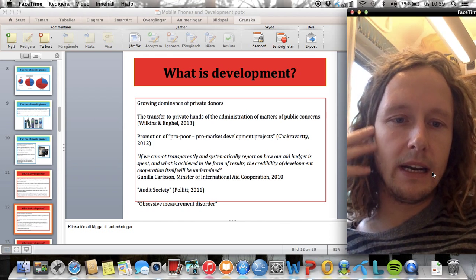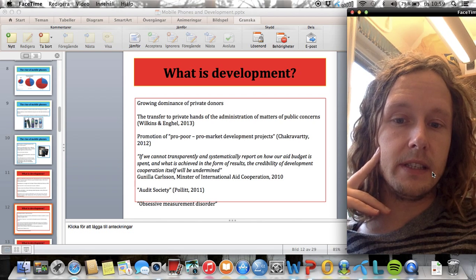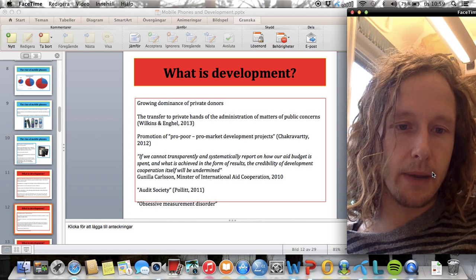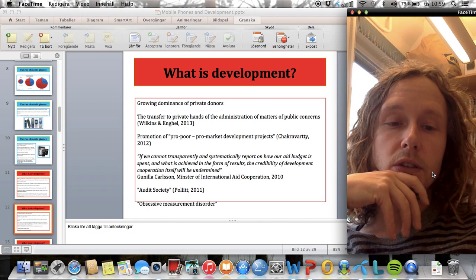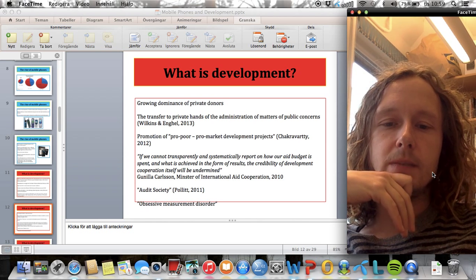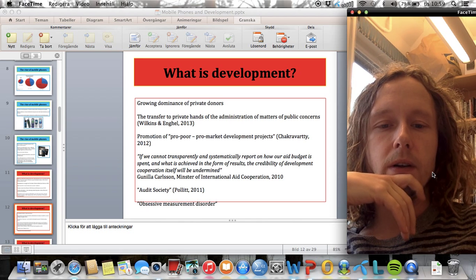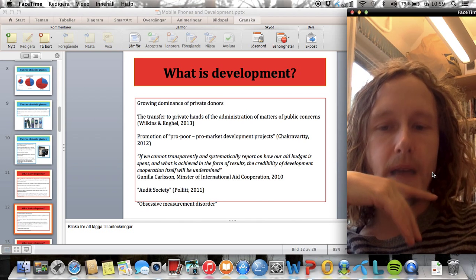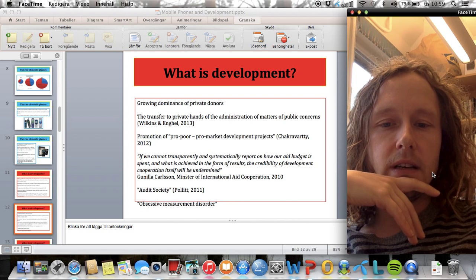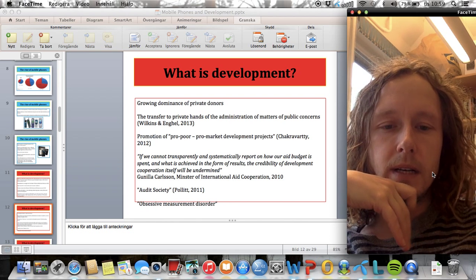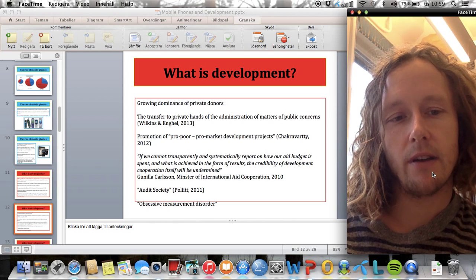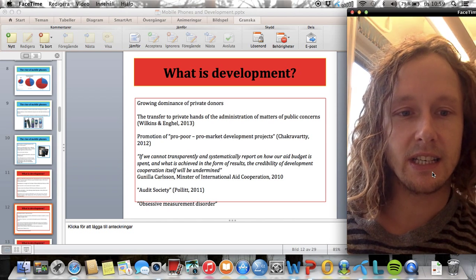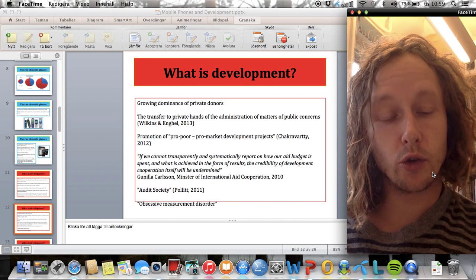This is from Gunilla Carlsson, our former Minister of International Aid Cooperation. Now it's Isabella Lövin, as you might know, in Sweden. And she said here in 2010, if we cannot transparently and systematically report on how our aid budget is spent and what is achieved in the form of results, the credibility of development cooperation itself is undermined. So this idea that everything needs to be counted and there needs to be results to show.